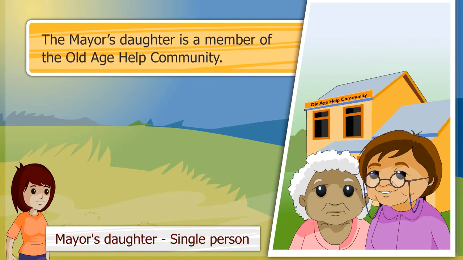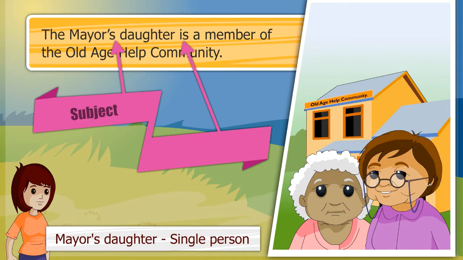The mayor's daughter is a member of the old age help community. In this sentence, mayor's daughter is the subject and is the verb. Mayor's daughter is a singular noun, which therefore needs a singular verb, is. This is called Subject Verb Agreement.